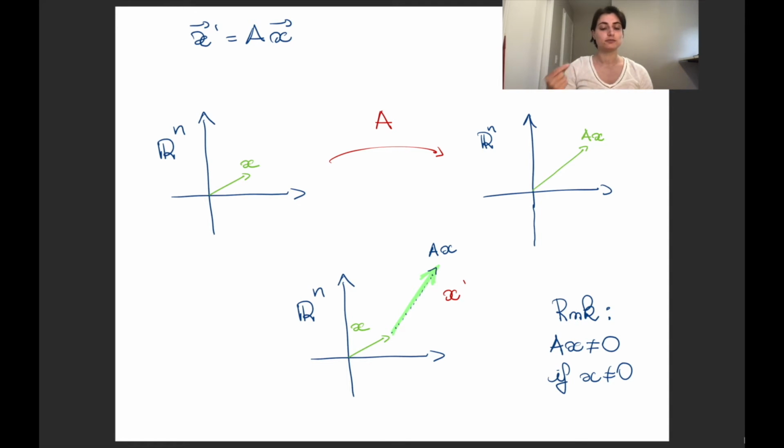Remark that Ax is always different than 0 if x is different than 0. So x is always moving around in some direction or other. And the direction in which x is moving is determined by Ax.